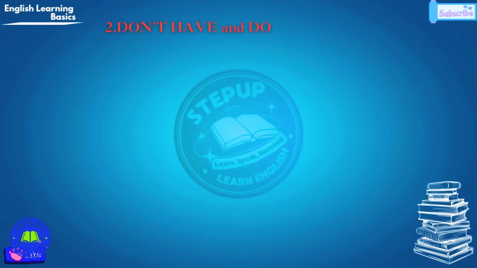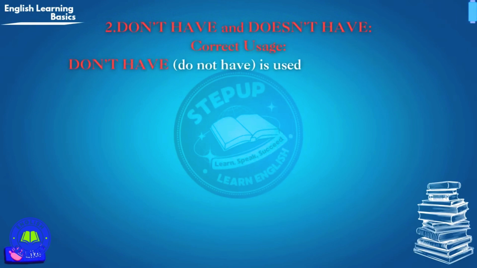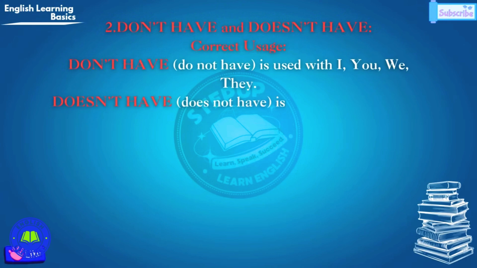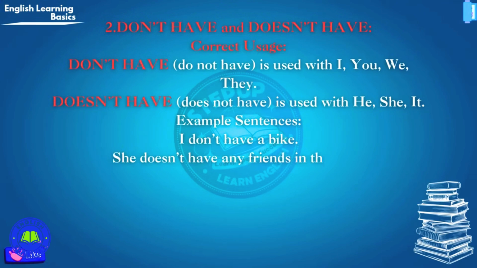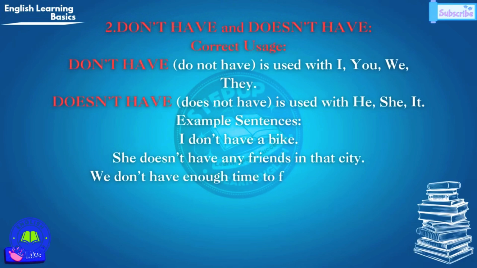2. Don't have and doesn't have. Correct usage. Don't have, do not have, is used with I, you, we, they. Doesn't have, does not have, is used with he, she, it. Example sentences: I don't have a bike. She doesn't have any friends in that city. We don't have enough time to finish the project. He doesn't have the keys.